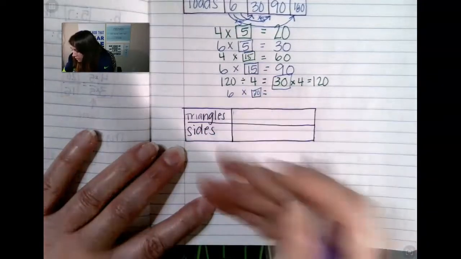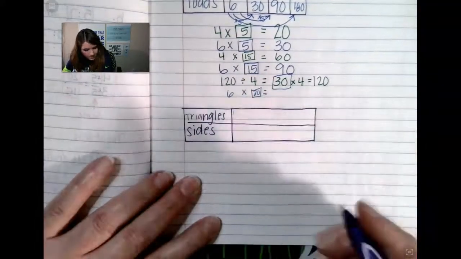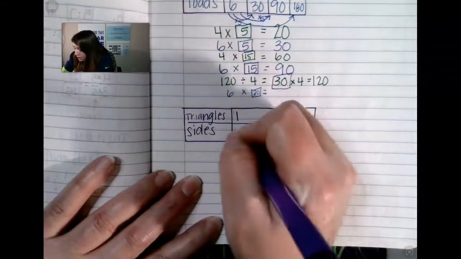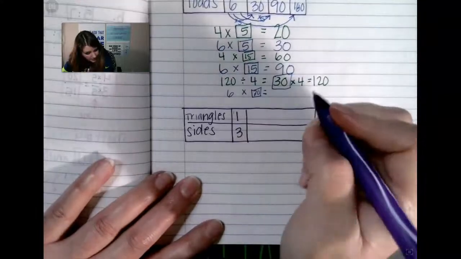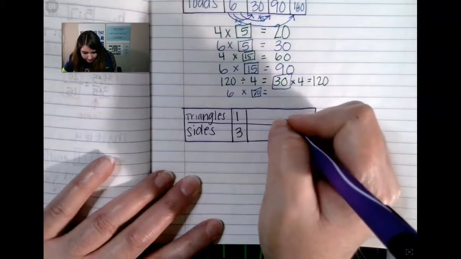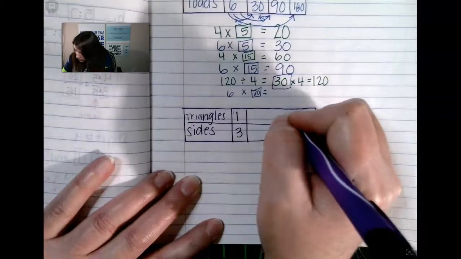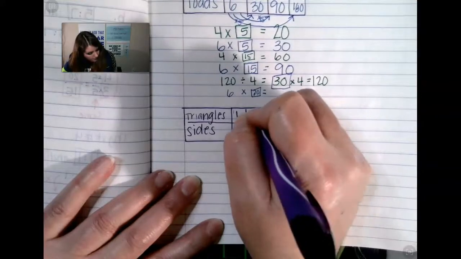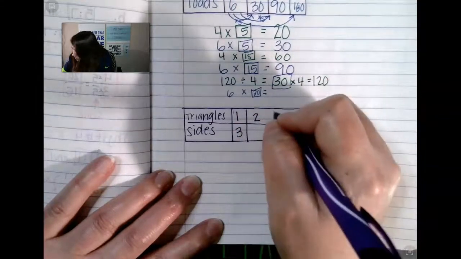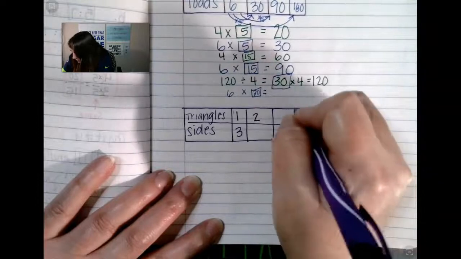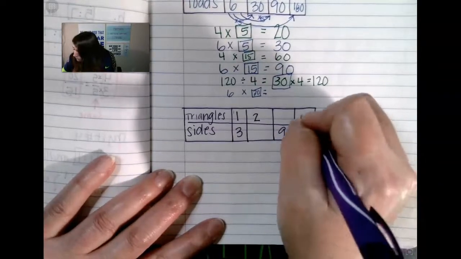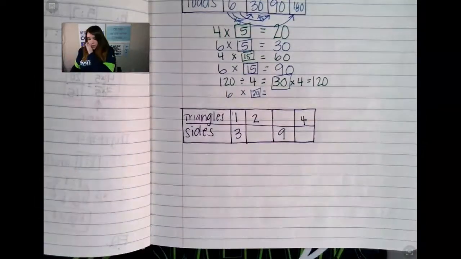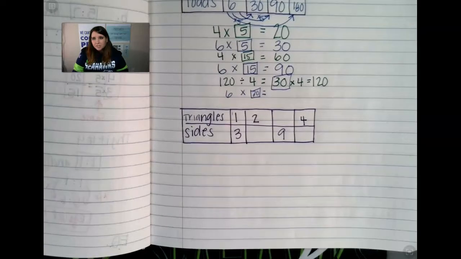Okay, there we go. And this one, my original ratio is 1 to 3. And then they say, what happens when we have 2, 9, and 4. Okay, so we want to know how many triangles do I have with matching sides.